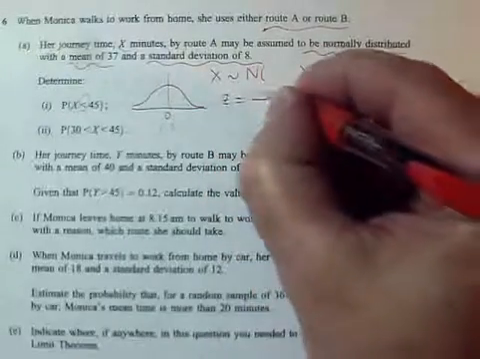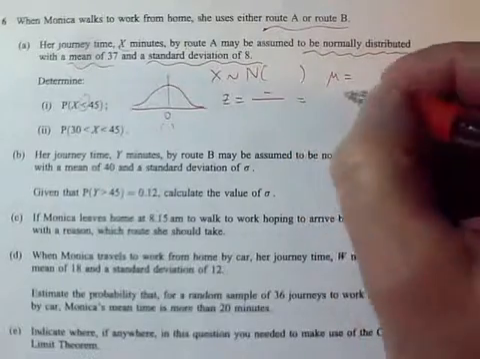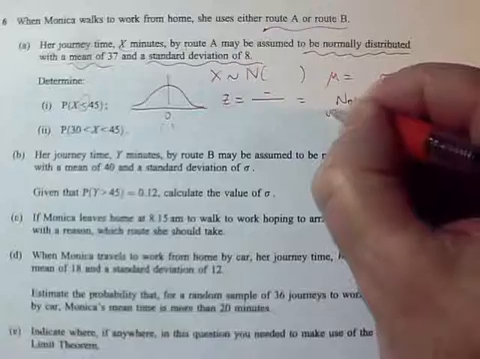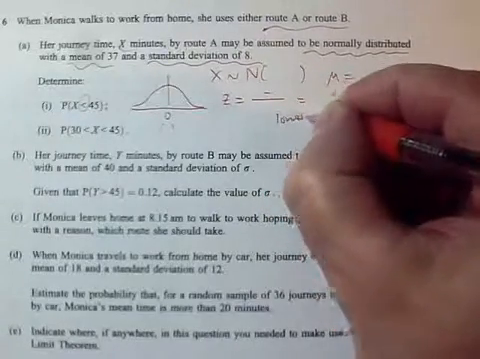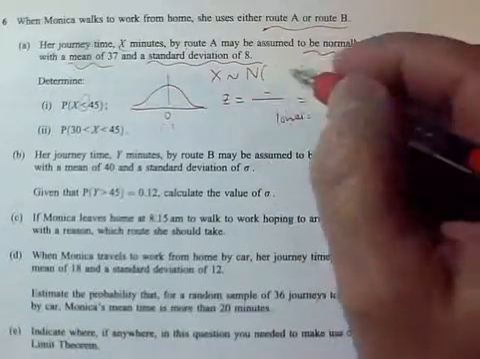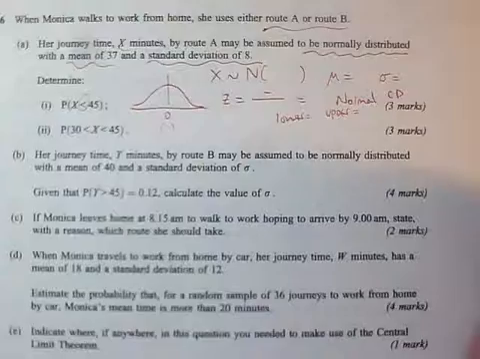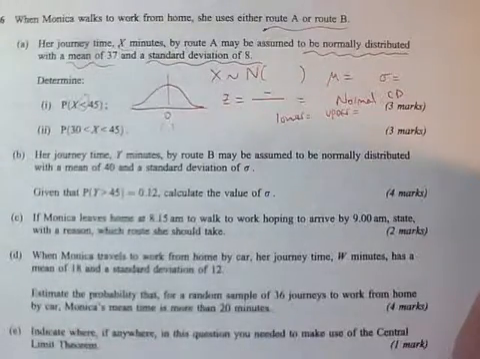Z equals something minus something over something. Put the values in, get a z value, and then use normal CD on your calculator. You'll need an upper limit. Before that, you'll need a lower limit. The Z you've got will be either your upper or your lower, and for the other, you're going to be using either minus 9999 or 9999, depending on which one it is.